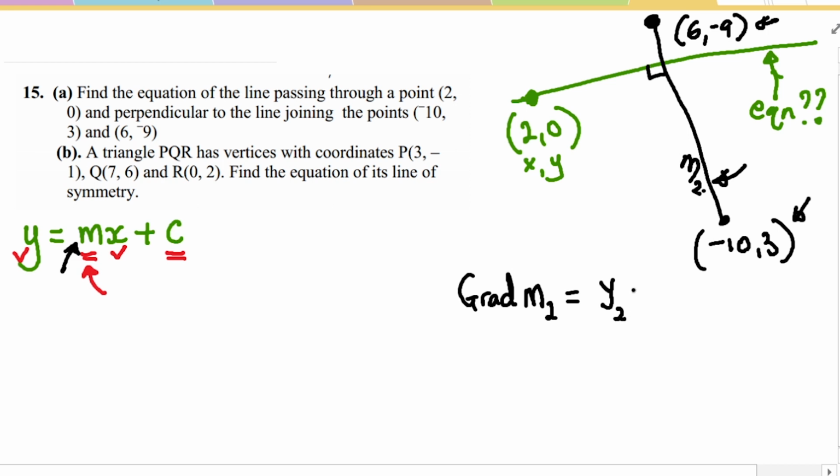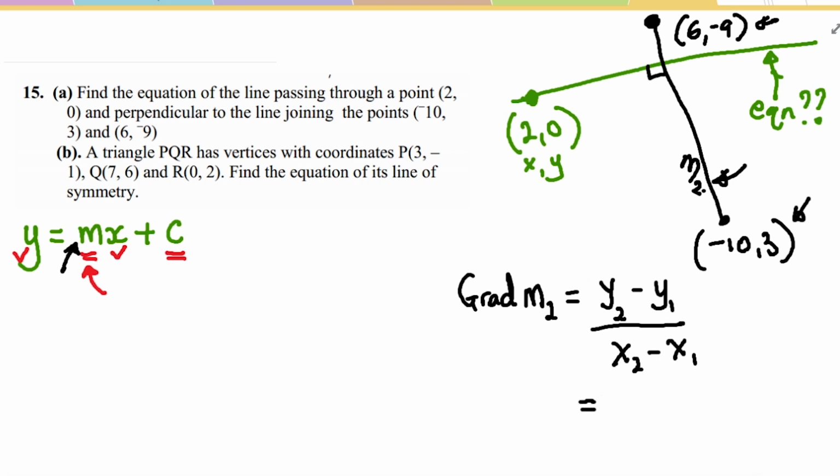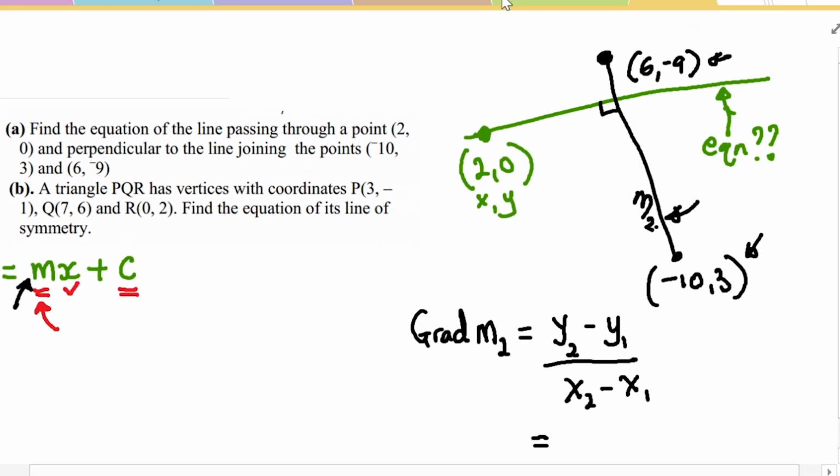So that's going to be y2 minus y1 over x2 minus x1. Let's label some of these things. So here we label this as x1, y1, and this as x2, y2. It doesn't matter which one is x1, y1, or maybe you can choose to make this one x1, y1, and that is x2, y2. It doesn't matter the order, as long as you maintain the ones and the twos together.